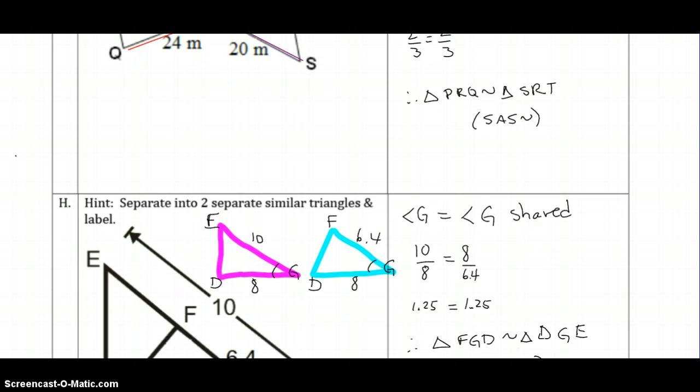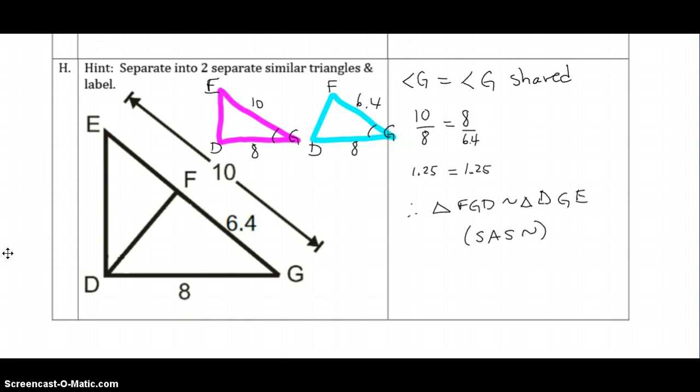And H, this one's tricky, so kudos to you if you got it. It's separated into two separate similar triangles. So it's not actually this smaller triangle on the left and the smaller triangle here on the right that are similar. It's the lower triangle with the whole entire large triangle. So what you want to look at is that triangle EDG, the whole thing, compared with this lower portion. And although this side is shared, they're matching up.